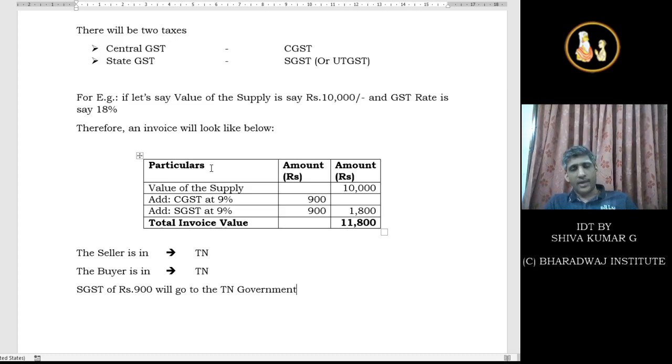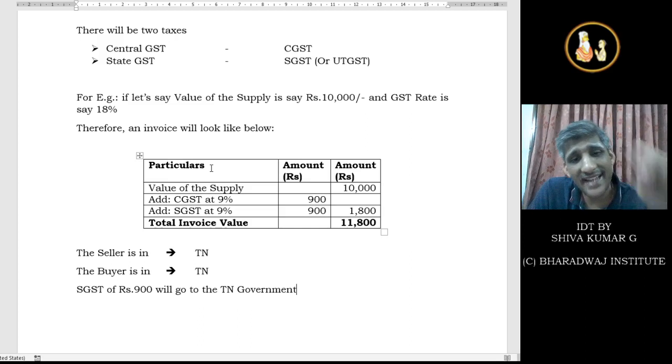Now tell me, if these goods are sold by a seller in Andhra to a buyer in Andhra. I'm changing the question now. Value is the same, 10,000. CGST same, 900. SGST is same, 900. Absolutely no change. Everything is the same. The only thing is who is selling to whom. The seller is in Andhra. The buyer is in Andhra. It's an Andhra to Andhra transaction. Now tell me, who will get the tax?